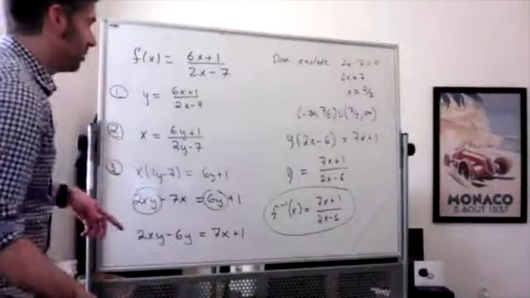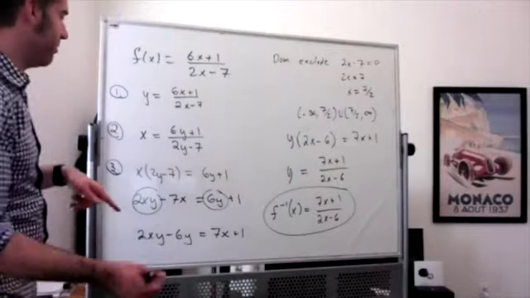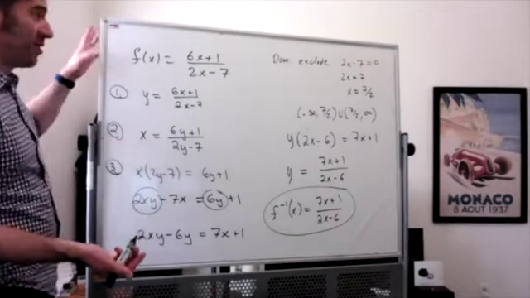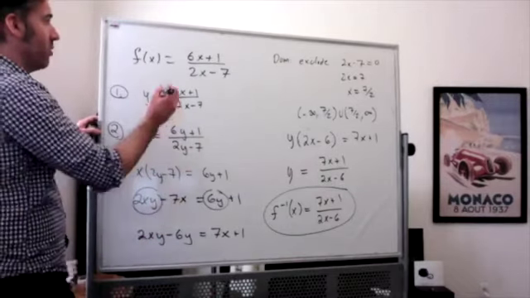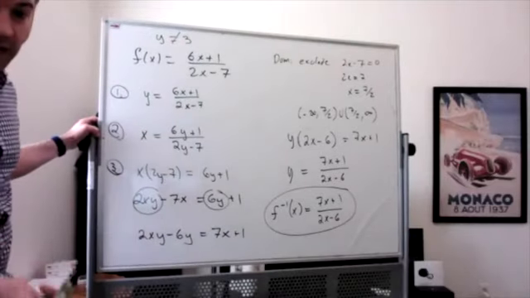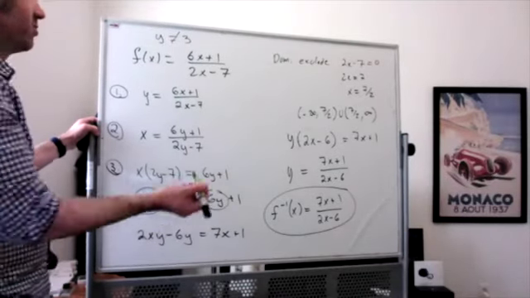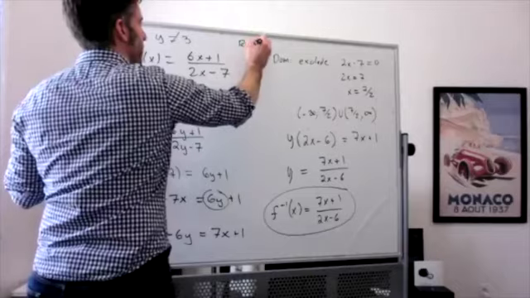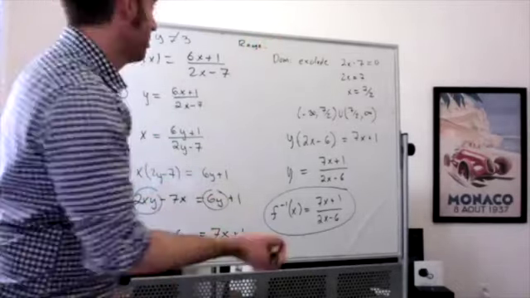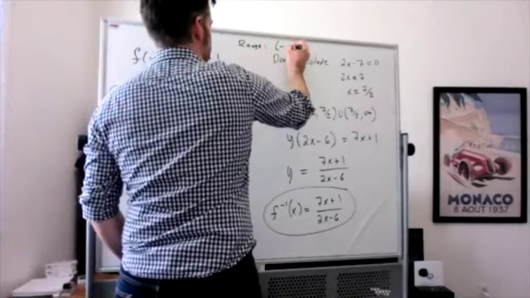But yes, x can't be 3 here, but remember, x and y switch, so we're really saying that the y of the original function can't be 3. So y can't equal 3. That is, the range can't have 3. So the range of this function is the same as the domain of its inverse, which is everything except for 3.